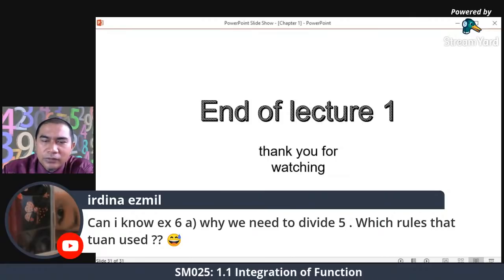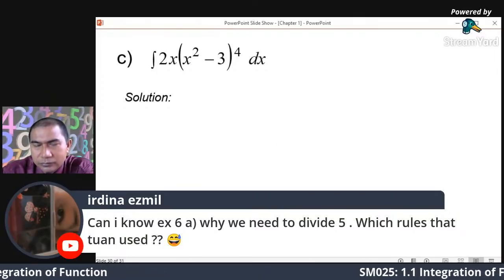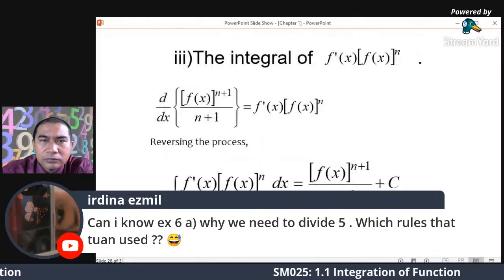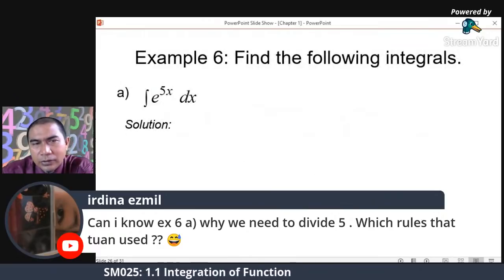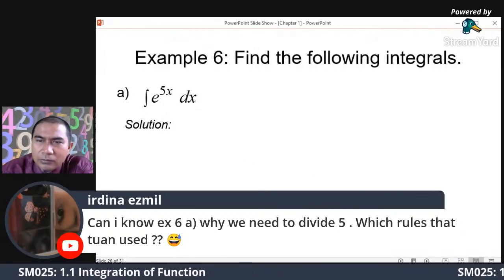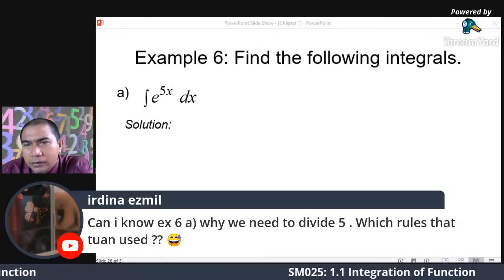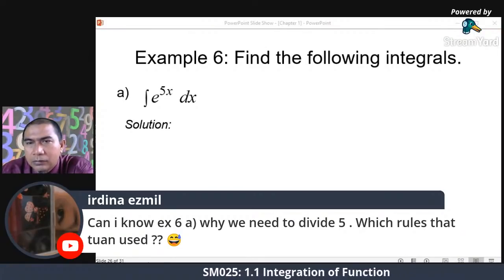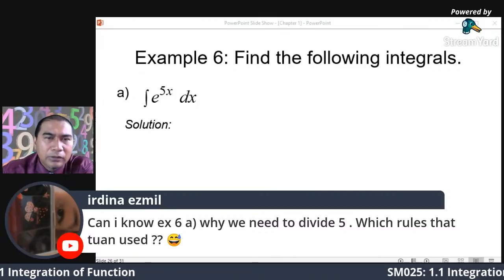Example 6. Okay, there's a question about example 6. Which one is number 6? Why we have to divide with 5? This one. From Irdina Ismail, if I'm not mistaken. Yeah. Okay.